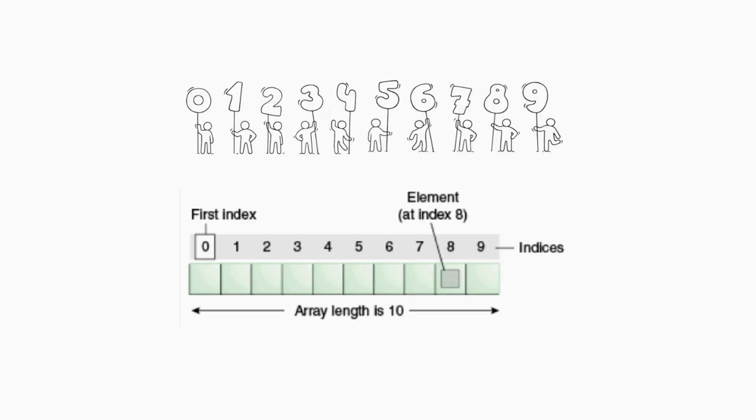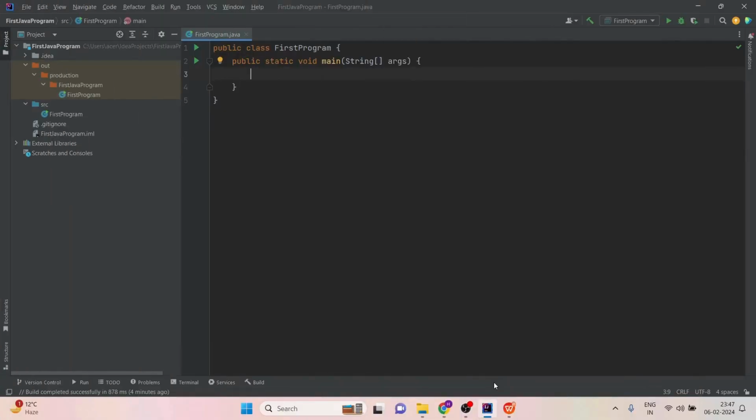Now let's try everything that we have learned so far in IntelliJ. Let's first start with creating an integer array. We'll type in int bracket arr, that is the name of the array, then new int. We'll also initialize it here, so we'll type in curly braces 1, 2, 3 and 4. This would create an array named arr with a length of 4 containing elements from 1 to 4.